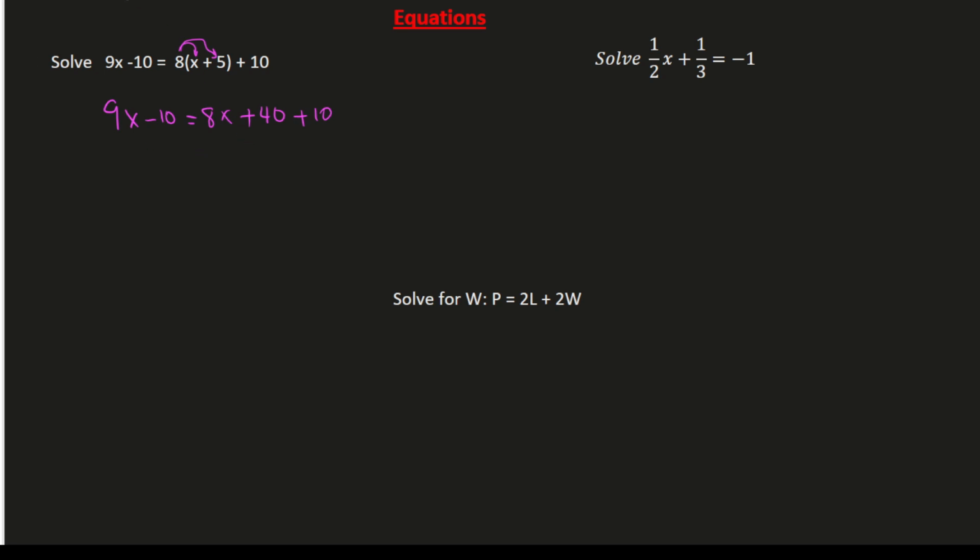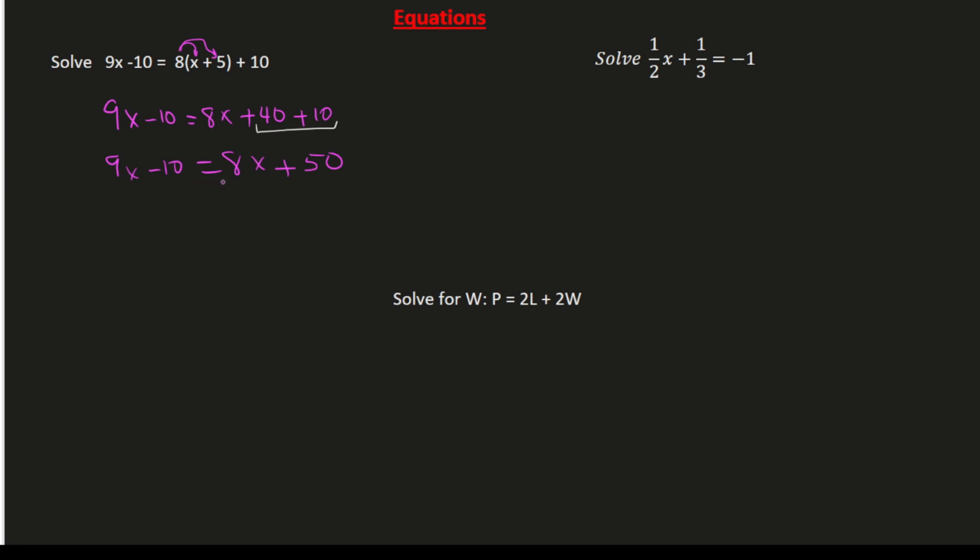So now the next thing we need to do is to combine the like terms before we start doing other things. And we combine the like terms. This is 9x minus 10 is equal to 8x plus 40 plus 10 is 50. Okay, so we are here now.